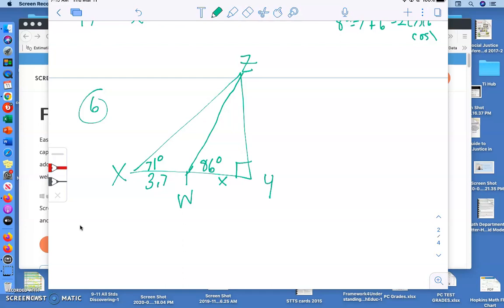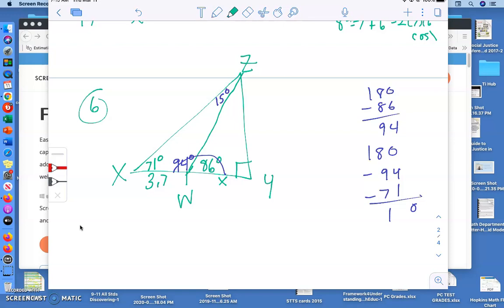Well, first thing I look at is, what sides can we find of anything? We don't have a pair so far, but I notice this makes a line. So what's 180 minus 86? Well, this is 94 degrees. Now I have 2 out of 3 in a triangle. So what's 180 minus 94 minus 71? That's 15 degrees. And I notice now I have a pair.